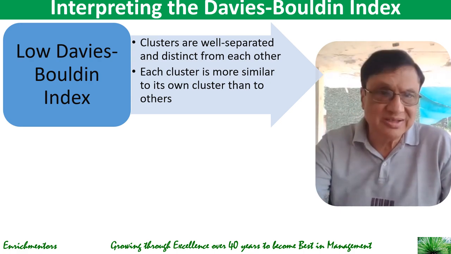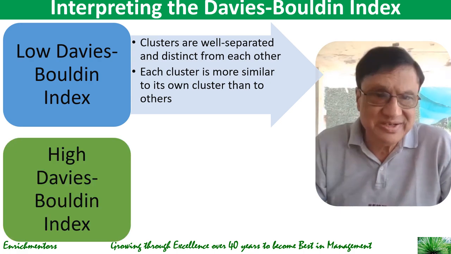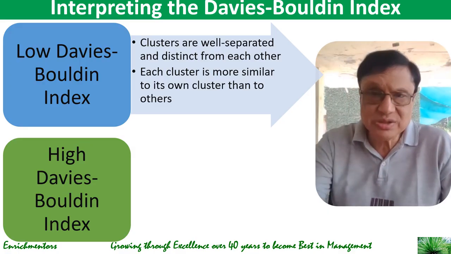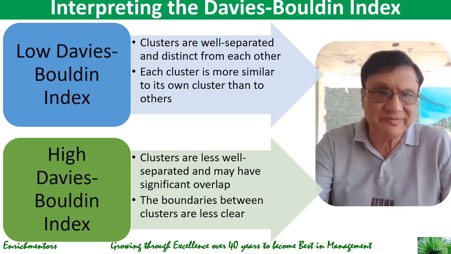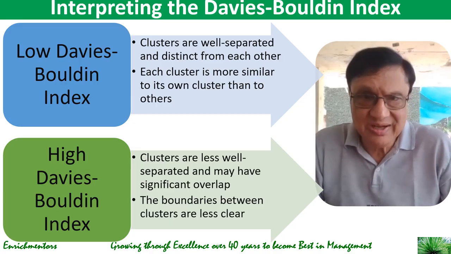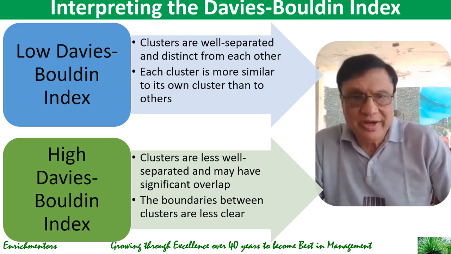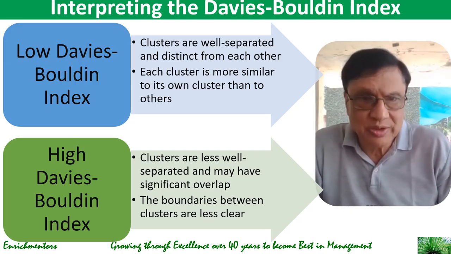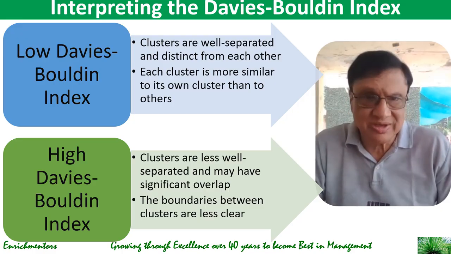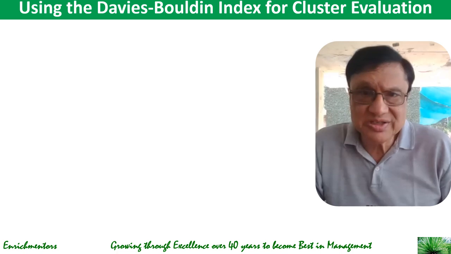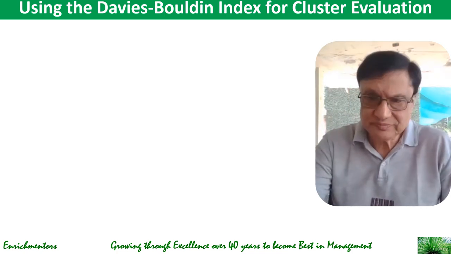On the other side, a high Davies-Bouldin index suggests that the clusters are less well separated and may have significant overlaps, and that boundaries between clusters are less clear. So for any clustering algorithm, if you're creating clusters and you get a low Davies-Bouldin index, that means the clustering program is working well.